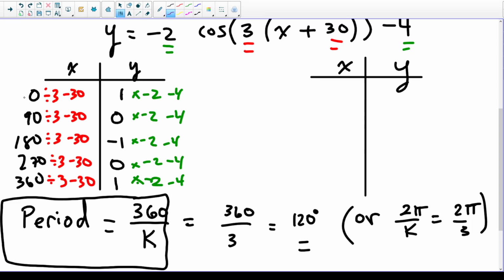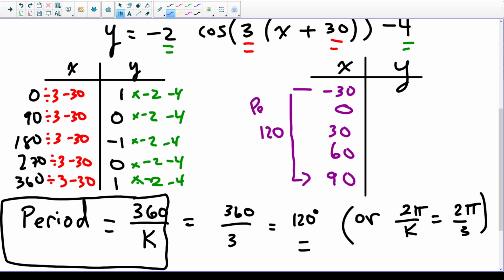Okay, so what is 0 divided by 3 minus 30? It's minus 30. What is 90 divided by 3? 30. 30 minus 30 is 0. 180 divided by 3 is 60. 60 minus 30 is 30. And now you can see that my graph is going up by 30s. So the next one's going to be 60 and then 90. Now, what is the spread of numbers from negative 30 to 90? It is 120, which is my period. So that all matches.